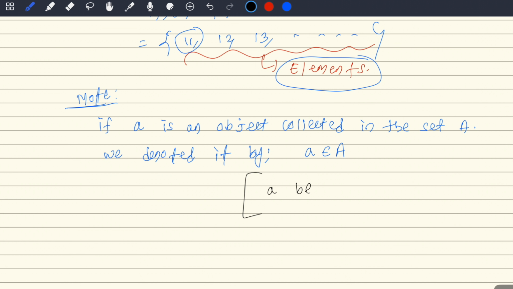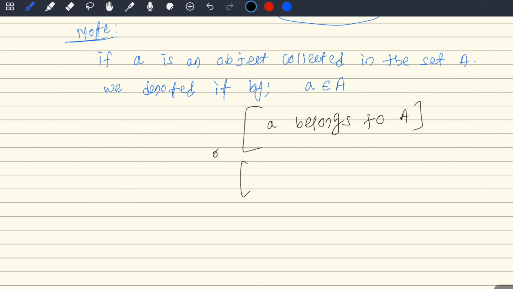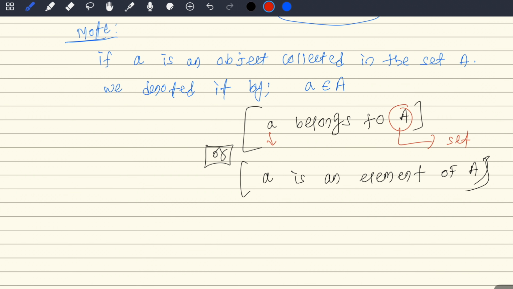a belongs to capital A. That means, or we can read like this: a is an element of capital A. Here capital A is our set, a is its element. Capital A is the set, a is the element.